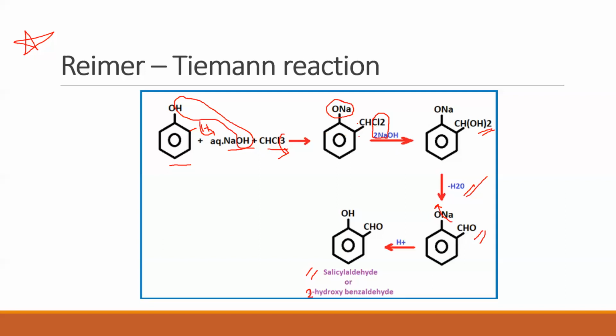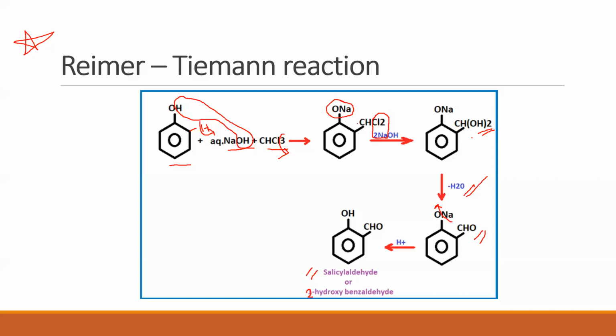What happens in the next step? In the next step, this molecule is made to react with 2 moles of NaOH. Why 2 moles of NaOH? Because the 2 sodium atoms will take away 2 chlorine atoms to go out as 2 NaCl. And what remains? I have 2 OH groups. They get substituted in place of the Cl to become CHOH twice.